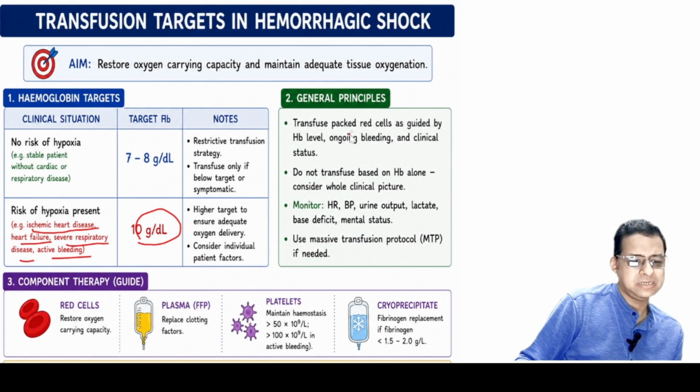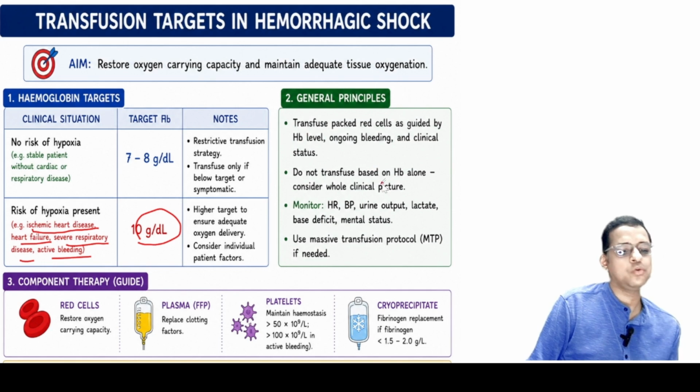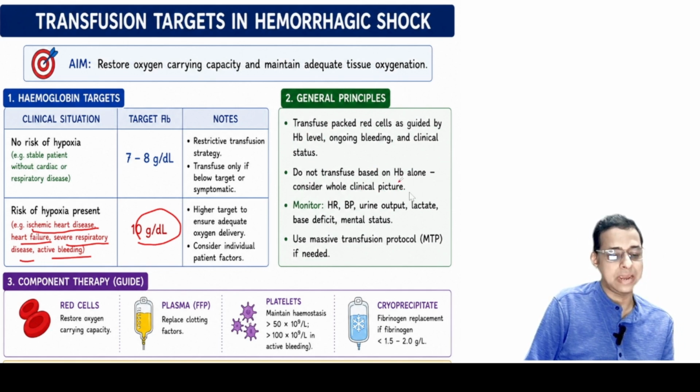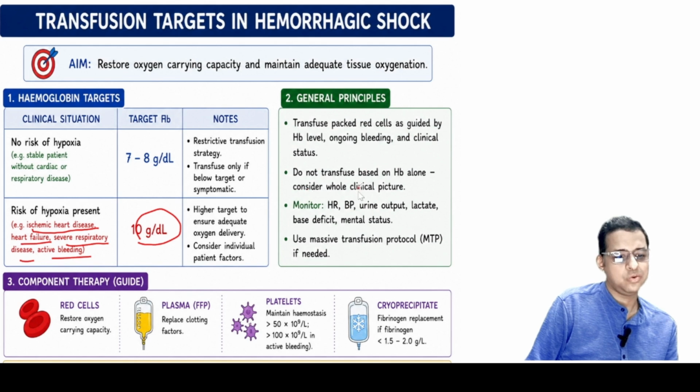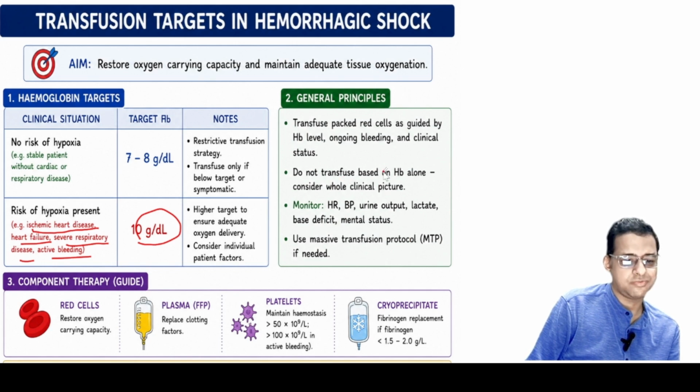Here, transfuse red cells guided by hemoglobin level, ongoing bleeding, and clinical status. You need to monitor continuously, and do not transfuse based on hemoglobin alone, as you have to see the whole clinical scenario. Monitor as I discussed previously, and use the massive transfusion protocol if needed. And think about it: if you make an excessive transfusion, then it may lead to hyperkalemia.